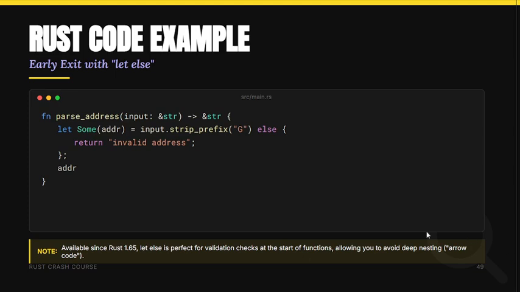So if the pattern does not match, we exit. I'm sorry, if it matches, the address is bound and we continue. So the result of this is flat code, no nesting. The happy path stays at the top level of indentation and invalid input exits immediately. Let else is perfect for validation checks at the start of functions, eliminating deep nesting.